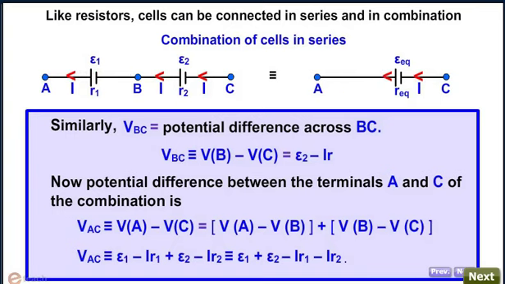Now the potential difference between the terminals A and C of the combination, VAC, is equivalent to VA minus VC, which equals VA minus VB plus VB minus VC. VAC is equivalent to epsilon 1 minus IR1 plus epsilon 2 minus IR2, which is equivalent to epsilon 1 plus epsilon 2 minus IR1 minus IR2.